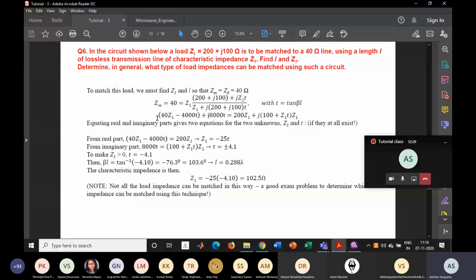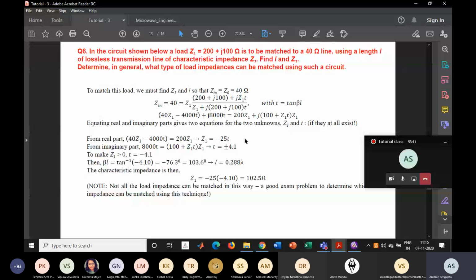So equating the real part, we find 40 Z1 minus 4000 T equals 200 Z1. So from here, we can find Z1 as minus 25 T. And from the imaginary part, we can find the T value. T will come out as plus or minus 4.1. But we want Z1 to be positive. So to make Z1 greater than 0, we have to take the negative value of this T.